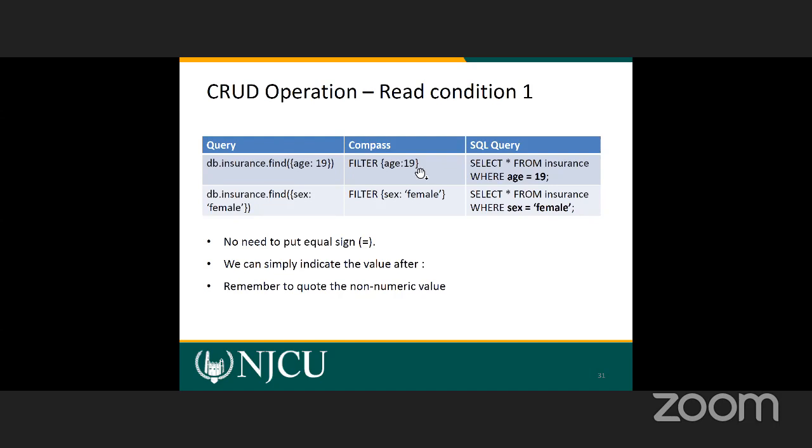So that's it. Instead of the equal sign, we use a colon. Inside the filter condition, we just put the field name, colon, and the actual value. It depends on whether it's numerical or character type. If it's a character type, remember to put quotes. If it's numbers, you put the number directly. And that will be it.